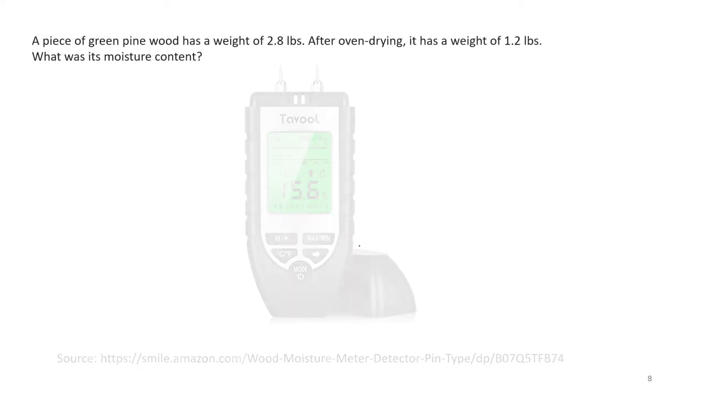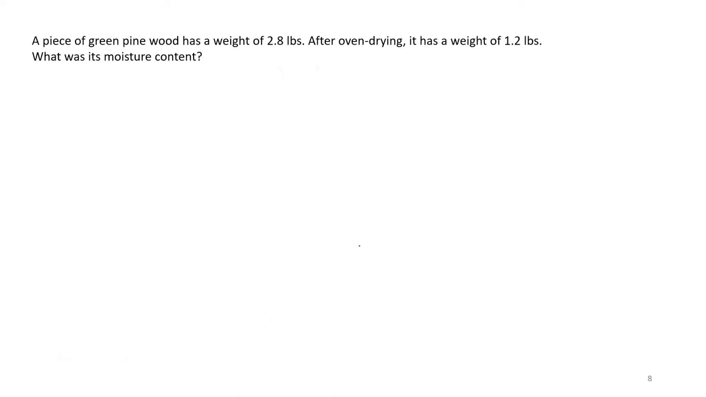So let's work through this simple example shown here. If you can't already see where this is going, this is going to give us some interesting results. A piece of green pine wood has a weight of 2.8 pounds. After oven drying, it has a weight of 1.2 pounds. What is the moisture content of this green wood?